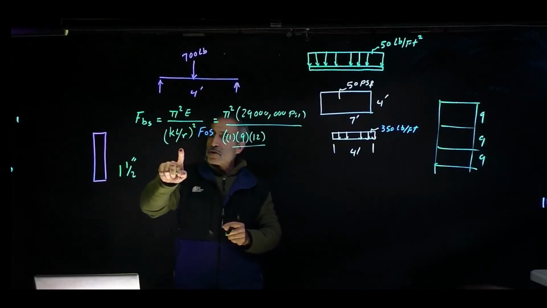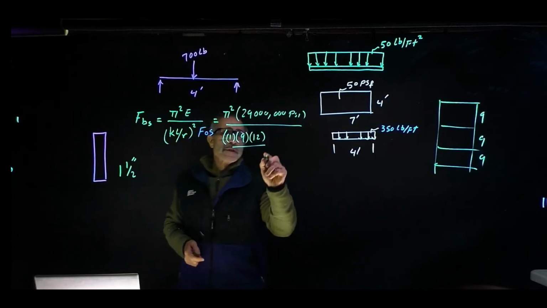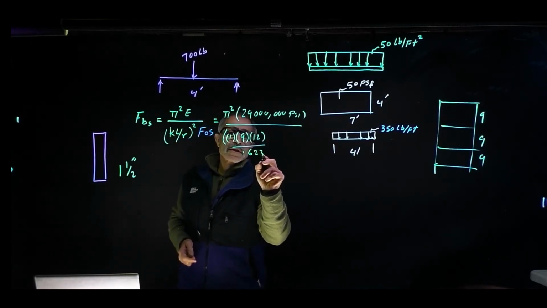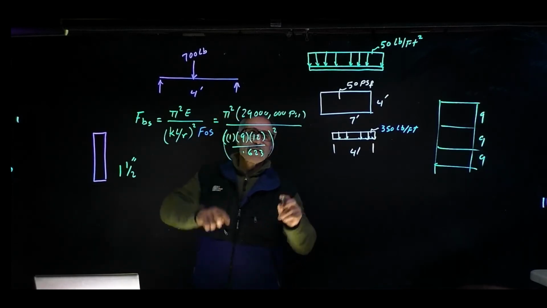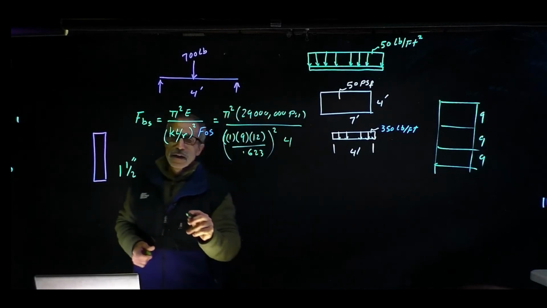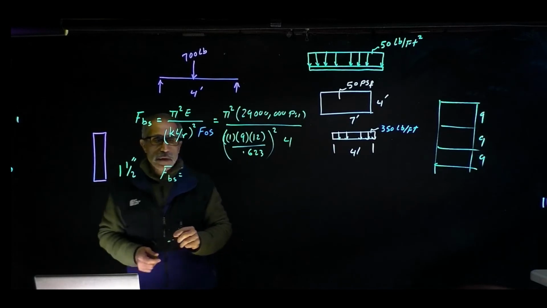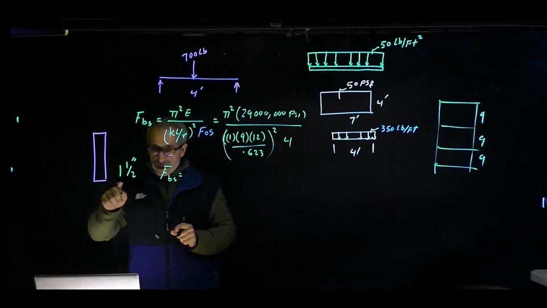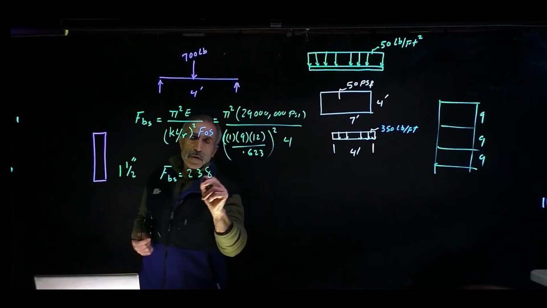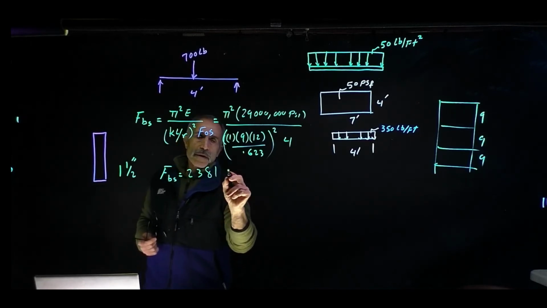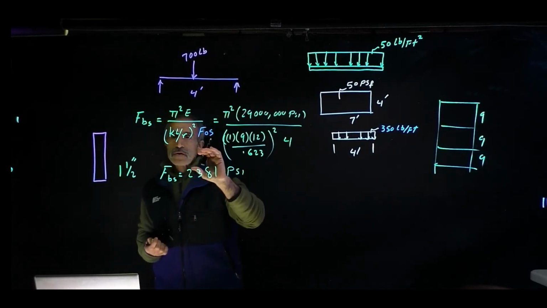The radius of gyration for 1.5 inch pipe, which we wrote down, was 0.623. And let's just square the whole thing, and don't forget the factor of safety is 4, and therefore our elastic buckling stress comes out to 2,381 psi. So this is our allowable stress.